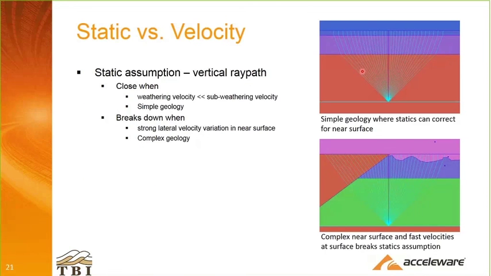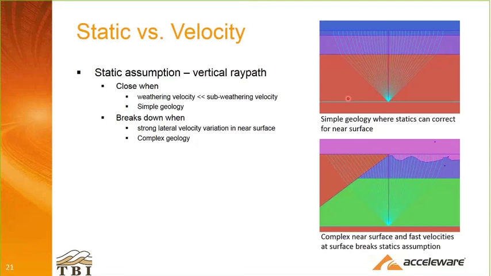I want to talk briefly about statics before I show you the results. And the big assumption with statics is that we're correcting for velocity variations that aren't built into our model, but we're assuming that there's a vertical ray path through the near surface. This is fairly close when we have our weathering velocity much slower than our sub-weathering velocity, and we're in areas of simple geology. And that's sort of the case I'm showing in the upper right here.